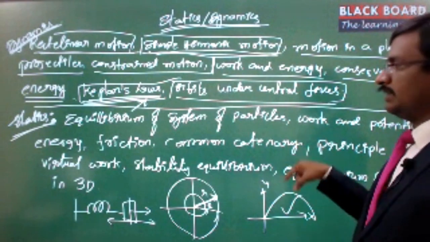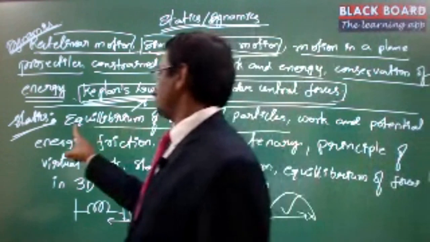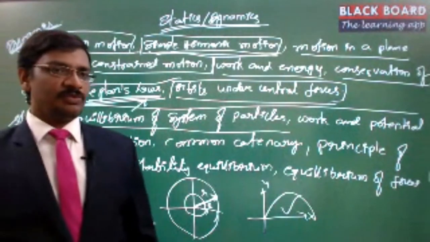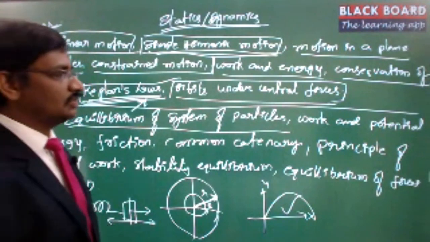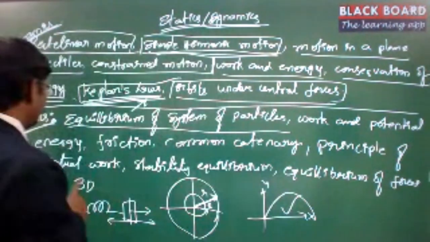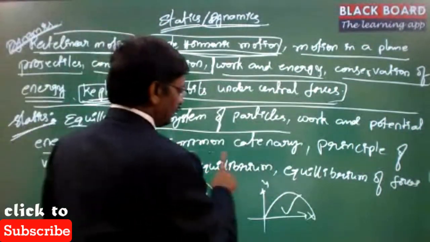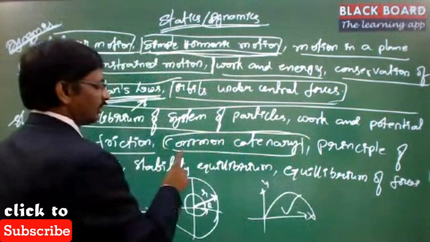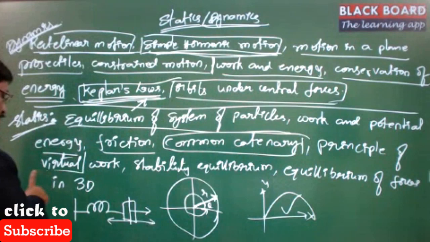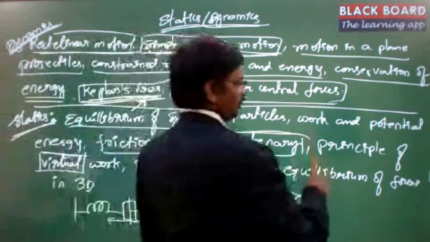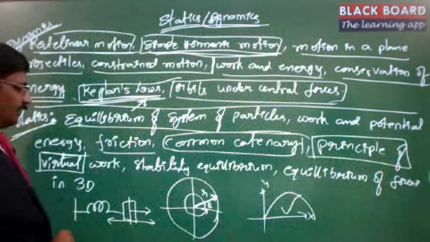And then in statics, equilibrium of system of particles. This you need to understand, and equilibrium of system of particles is nothing but assuring the rotational motion is not there. And then work and potential energy, you don't need to expect any question, and friction also no need, but common catenary is important. So common catenary you can expect questions. And then principle of virtual work, you can also expect questions from this particular section. And then stability of equilibrium.